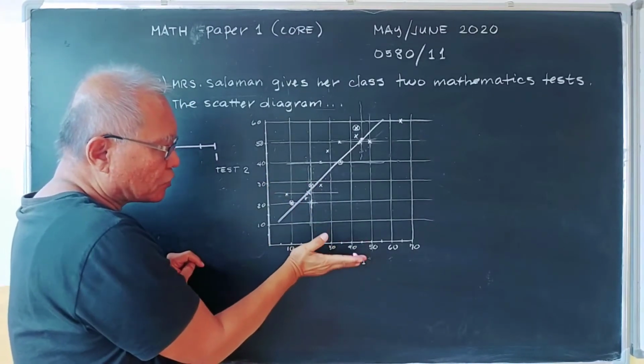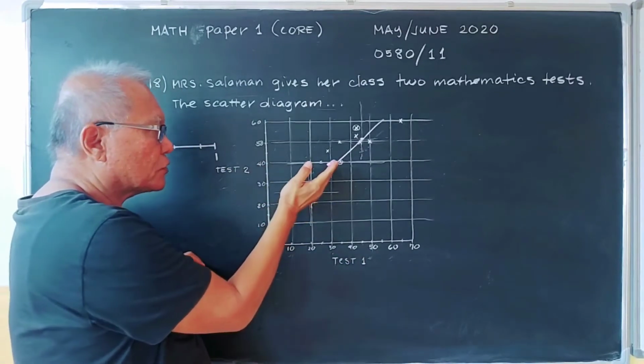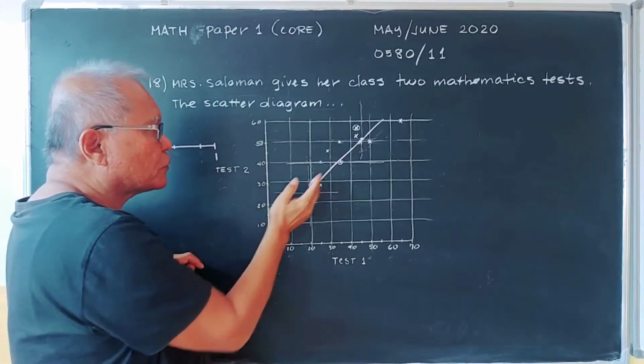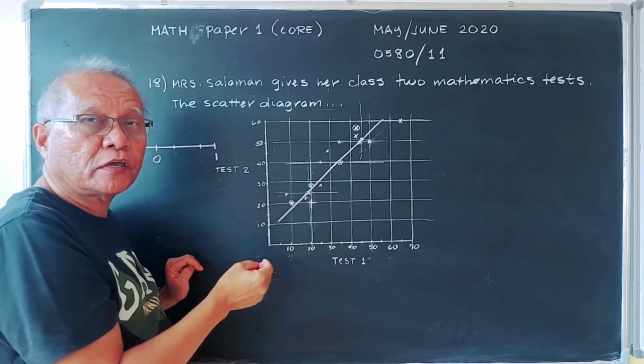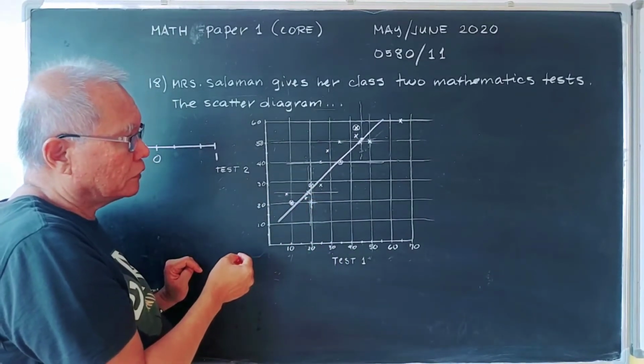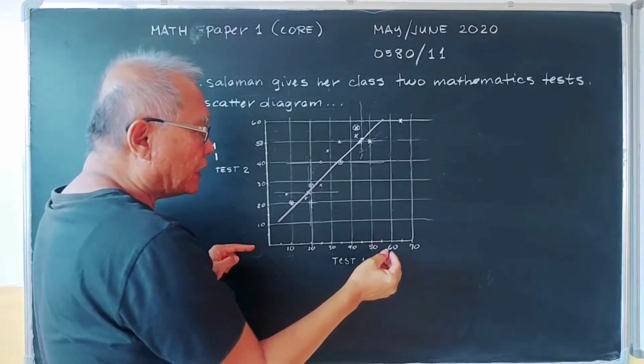For example, test 1 is given here. What is that one in test 2? So we can use this one. And also, because we have drawn a straight line slanting to the right, we know that we have a positive correlation. So in your question there, you have letter A.